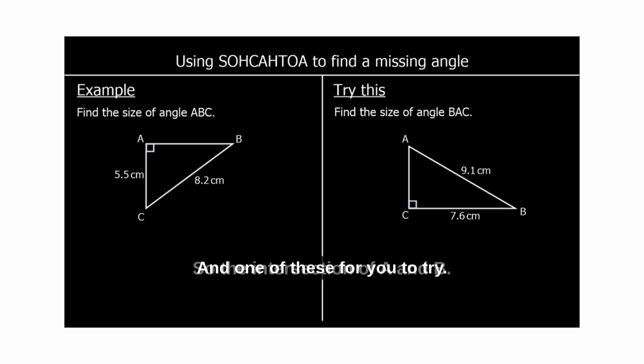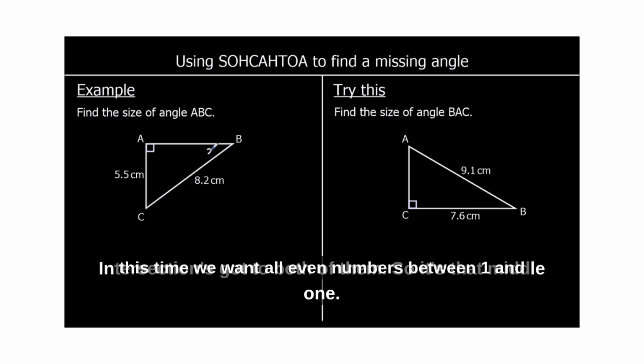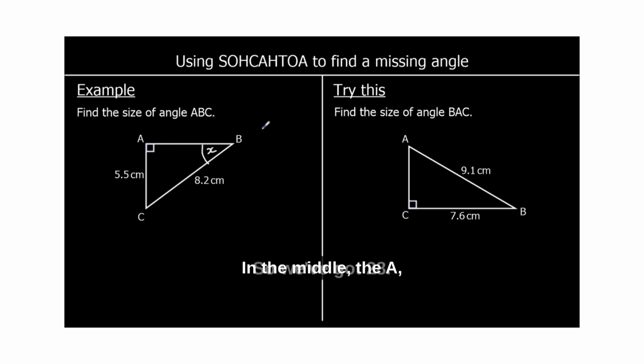And one more example. So find the size of angle ABC. ABC is this angle. So we'll label the triangle. H is the longest side. O is opposite the angle we're using. And A is in between the angle and the right angle. So which ratio do we want? We want O and H. We don't want one with A in.